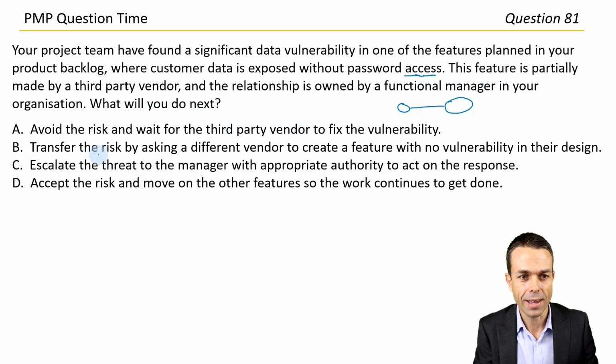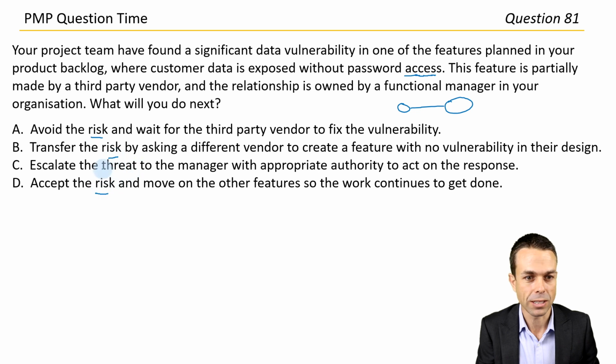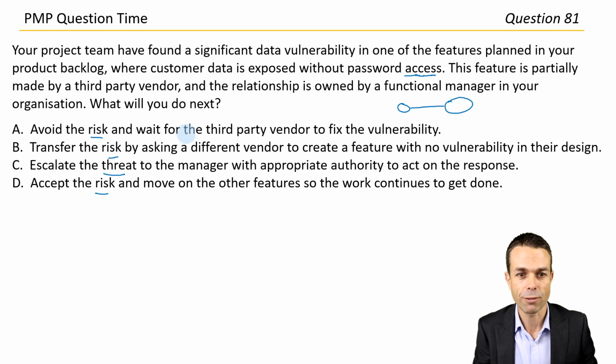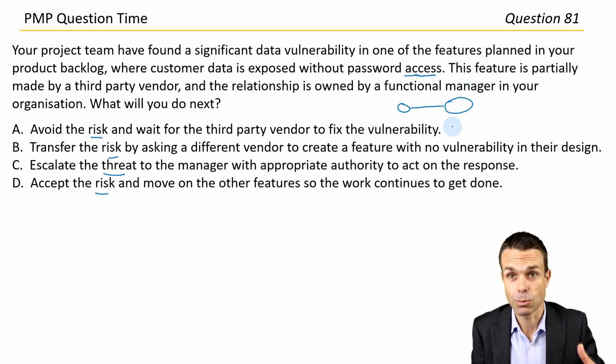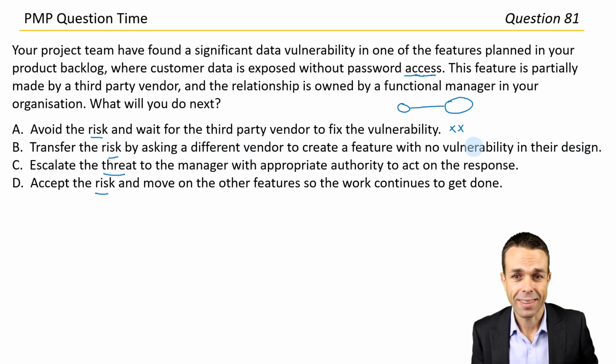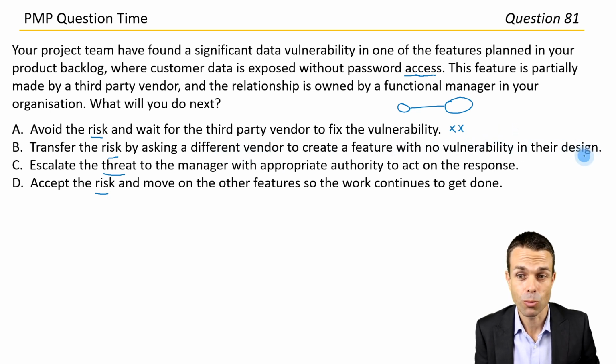Okay. And it looks like here we've got answers relating to risk. So what are we doing with this particular threat or this particular risk? Let's have a look. Do we avoid the risk and wait for the third-party vendor to fix the vulnerability? I think in this case, this is pretty serious. So I think we need to take action or get some sort of traction on this quickly or straight away if possible. So I think that's a no for now. Transfer the risk by asking a different vendor to create a feature with no vulnerability in their design. I mean, that's sort of taking action, but in the meantime, what are we going to do? That could actually take time to do. It's maybe a low maybe for that one.